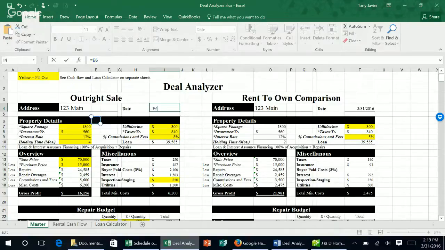Oops, didn't mean to do that. Let me get out of there. Don't do that. All right. Always be able to hit the back button if you need to, and if you mess up in the spreadsheet.